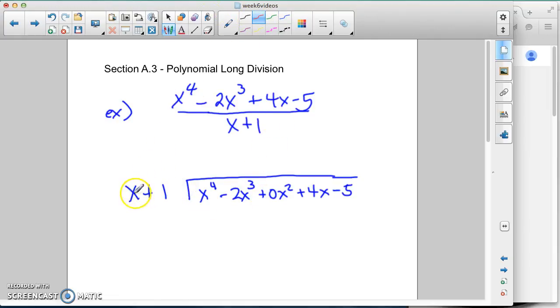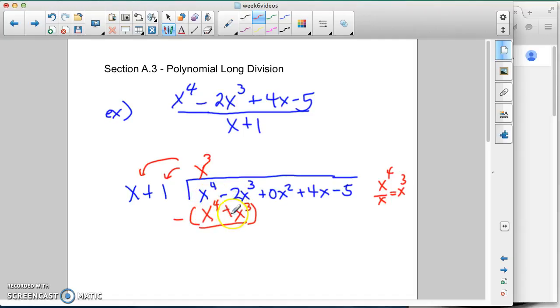We're dividing by x plus 1 again. So let's start with the x to the fourth term. That's our first term, and we're going to divide by x. So that's going to be x to the third. So our first term up here is going to be x to the third. We're going to multiply both of these by x to the third, and we're going to get x to the fourth plus x to the third. We're then going to subtract these, as we did in the long division in the previous example. So the x to the fourth terms are going to be gone.